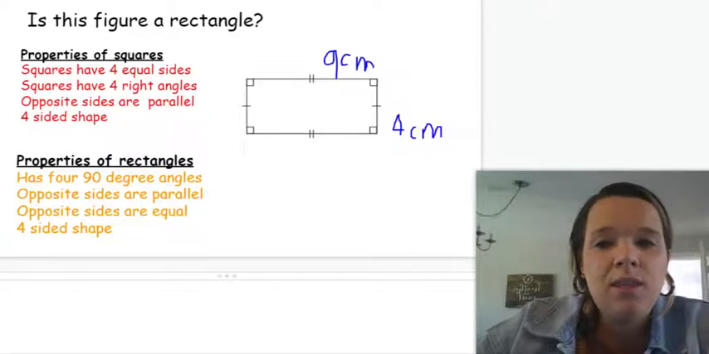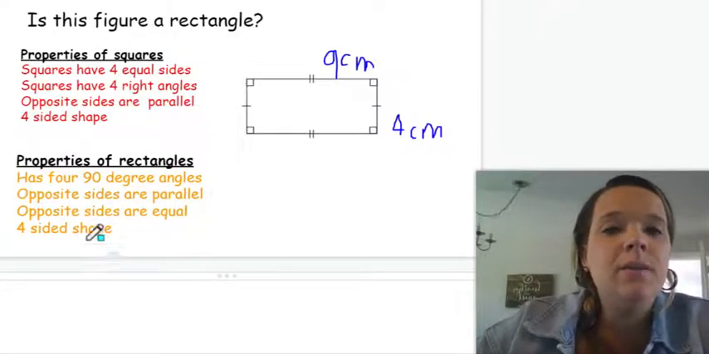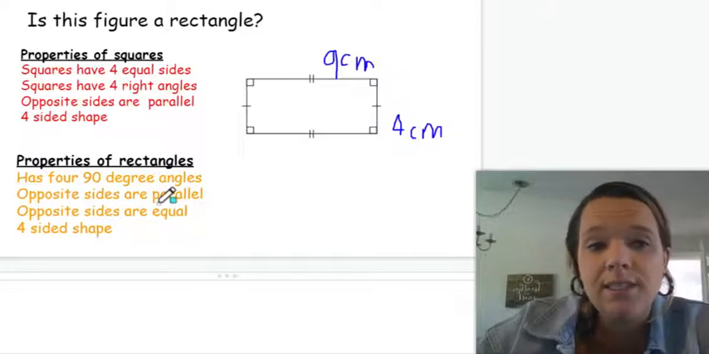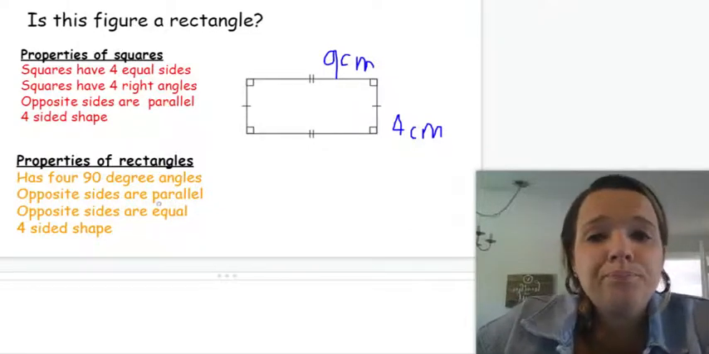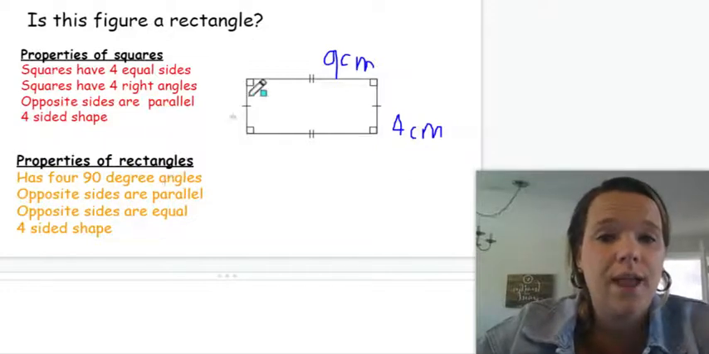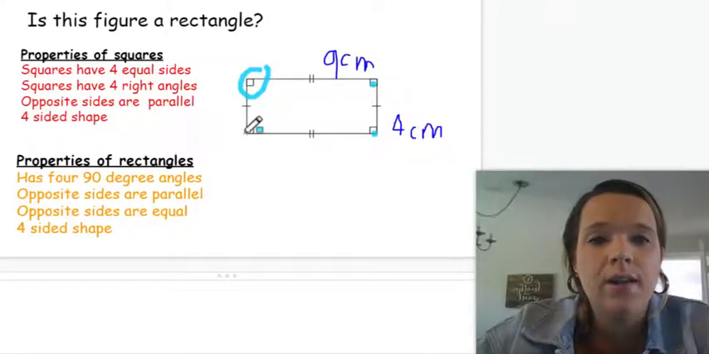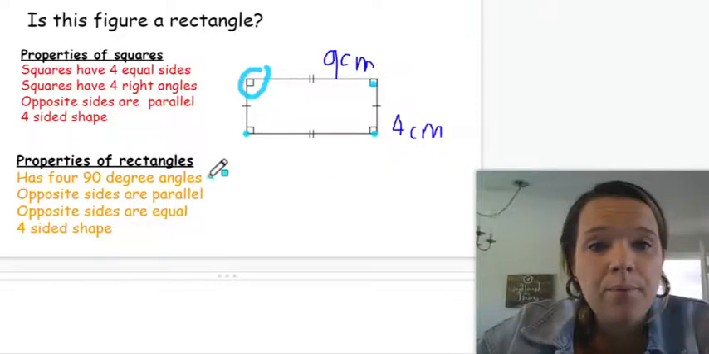You'll notice that I've put the properties of squares and rectangles here, just to remind us, but we're going to be looking mostly at the rectangles for these next questions. So let's go through. If it's a rectangle, it should have four 90-degree angles. These little boxes tell us that that's 1, 2, 3, 4 90-degree angles. So far it meets that property.